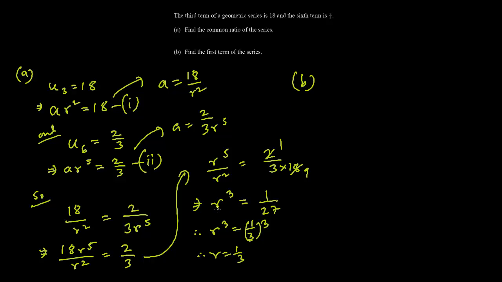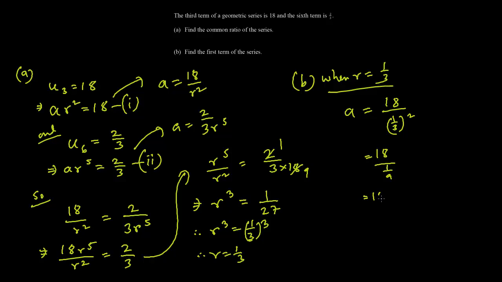Question number B, we have to find the value of the first term. We can either put it here or we can put it in the second equation. So we can write when r equals 1 by 3, A equals 18 by r squared, or 1 by 3 whole squared. That would be 18 divided by 1 by 9, or 18 into 9, and that turns out to be 162.